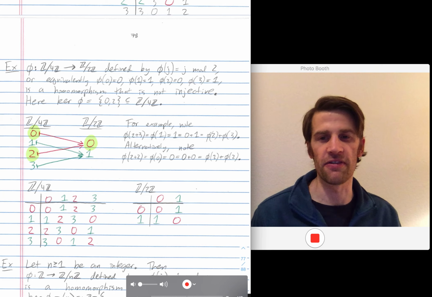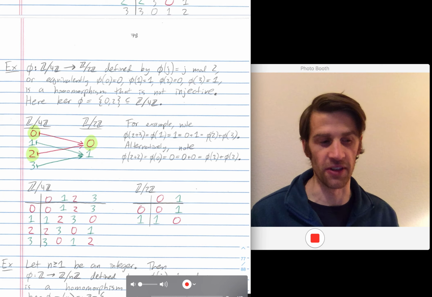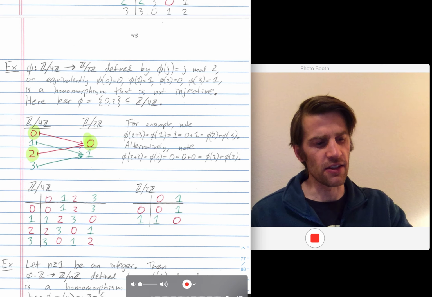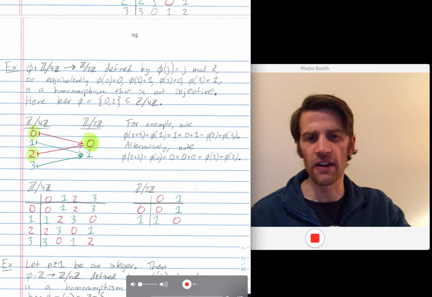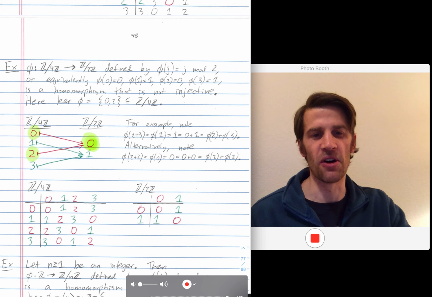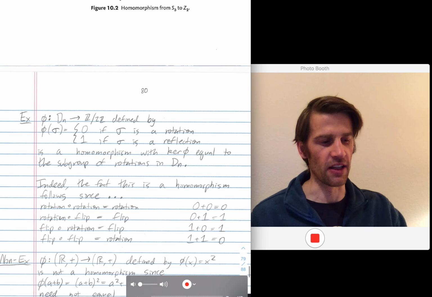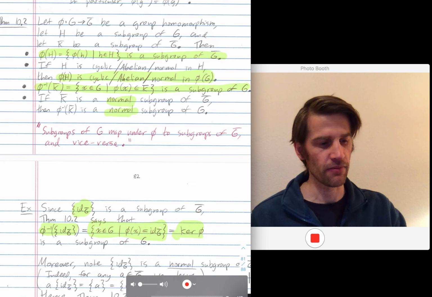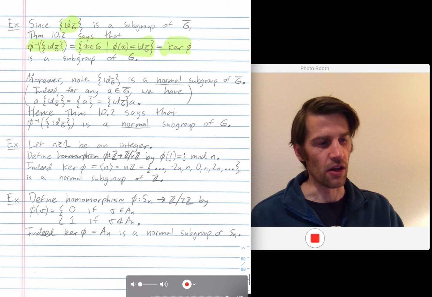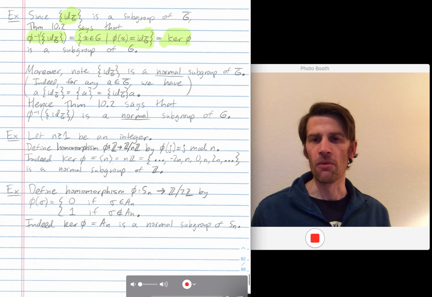The next important fact is that kernels are always normal subgroups. Just because this trivial group consisting only of the identity in G bar is always normal, but we know preimages of normal subgroups are normal. So we're going to see that kernels are always normal. This is written out in detail here.